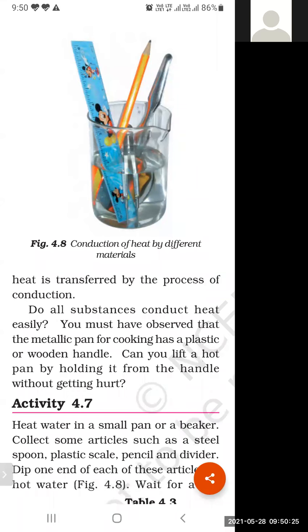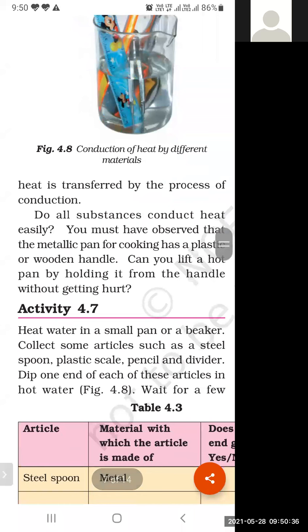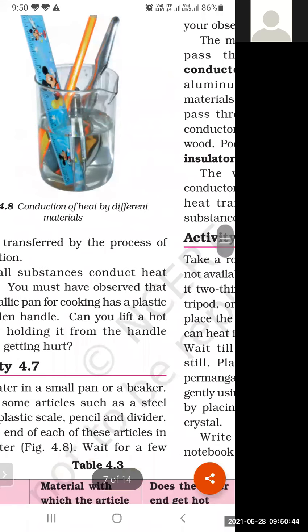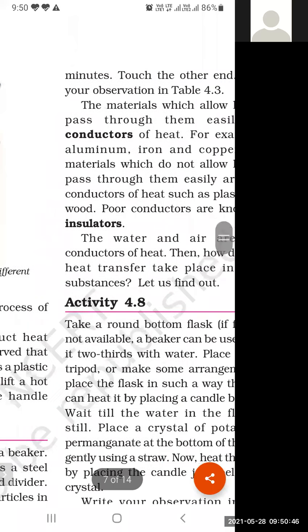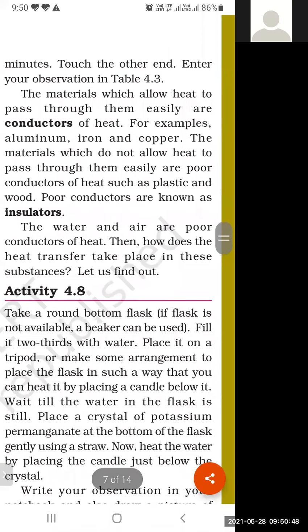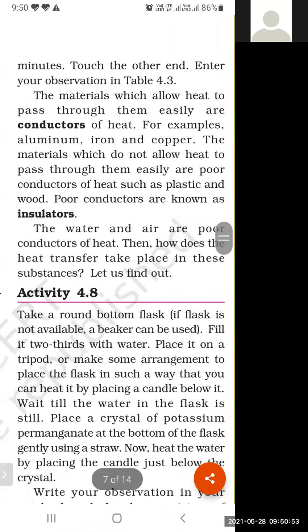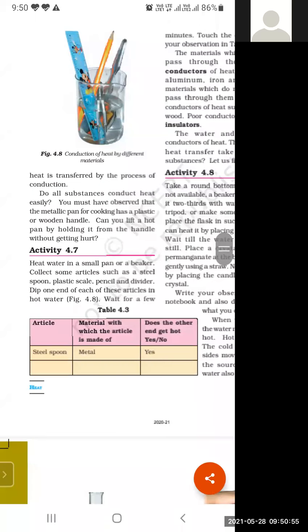Put the hot water into that container and put some material like a plastic scale, a pencil made of wood, a spoon, a divider. Dip one end of each of the articles in the hot water. Wait for a few minutes. Touch the other end. Enter your observation in table 4.3. So we are having table 4.3.